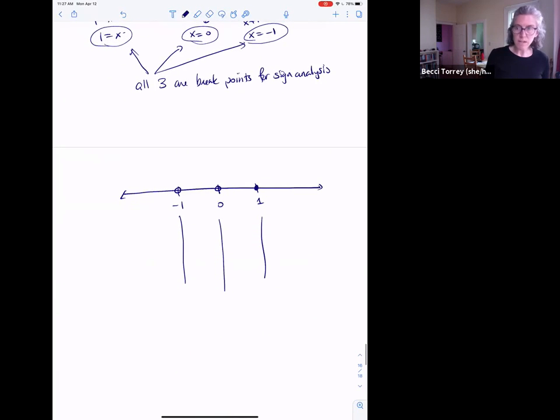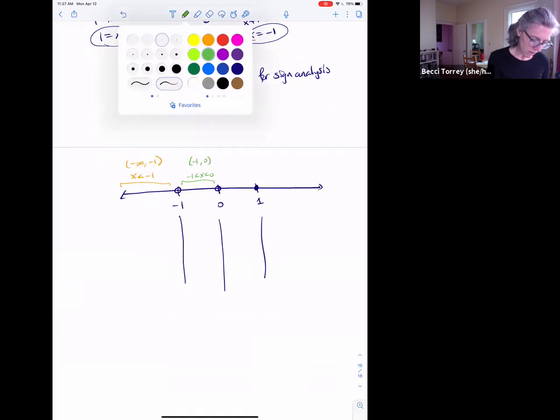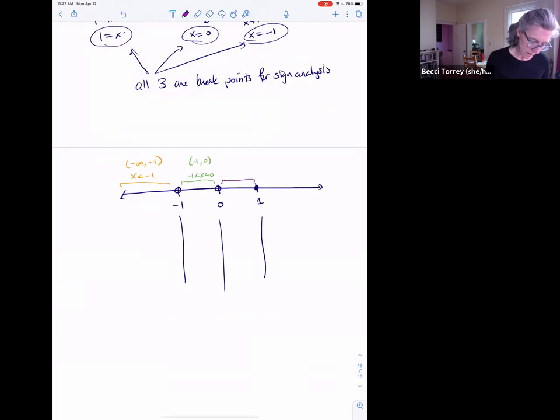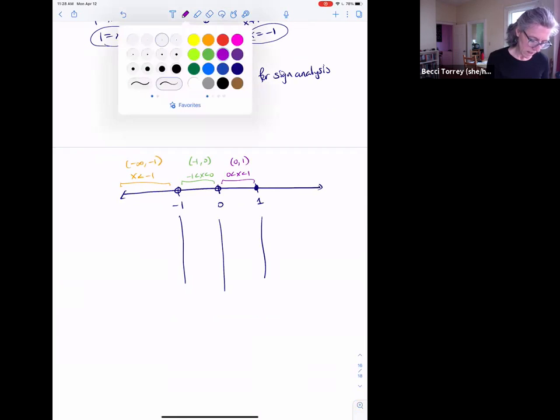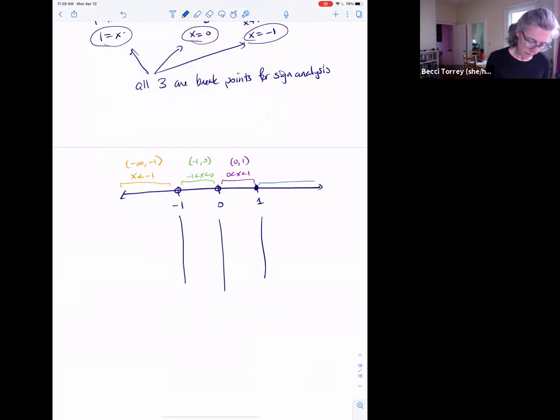And then we're just going to do the same kind of thing, the sign analysis with these 4 different regions. So we have this first region where x is less than minus 1, or if you want, minus infinity to minus 1. We have a second region, minus 1 is less than x is less than 0, or minus 1 to 0. We have a third region, 0 is less than x is less than 1, or in interval notation, 0 to 1. And then we have this fourth region going out forever that way. X is bigger than 1, which is 1 to infinity in interval notation.